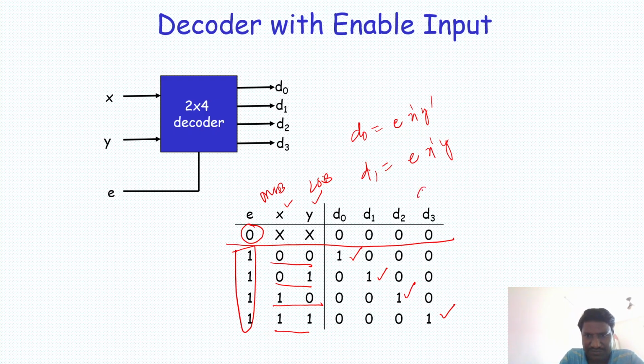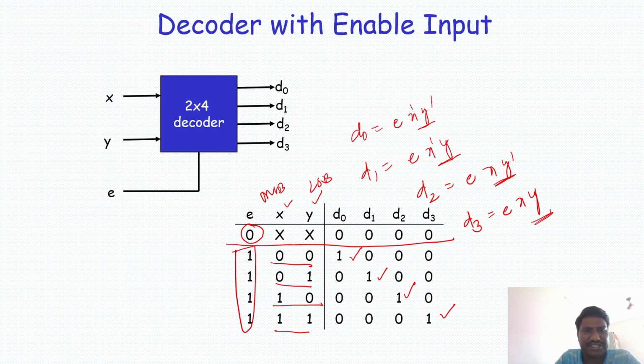When D2 will be 1? D2 will be 1 when E is 1, X is 1, Y is 0. Y is 0 means complement. What about D3? D3 is 1 when enable is 1, when X is 1, Y is 1. Okay. What is this? Minterm 0, minterm 1, minterm 2, minterm 3. All minterms are there in decoder.